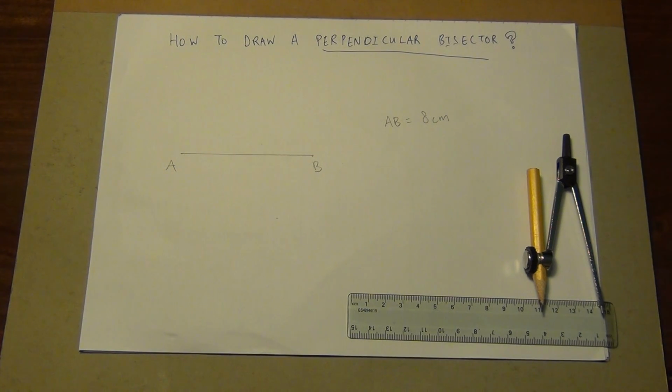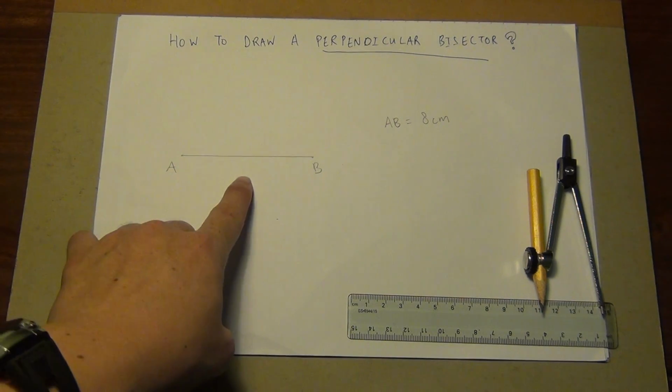Hi students, in this video you will learn how to draw a perpendicular bisector of a line. In this case, you first have to know what is meant by perpendicular bisector. Perpendicular means that it is 90 degrees. Bisector means it's going to cut a line or something into two equal parts.